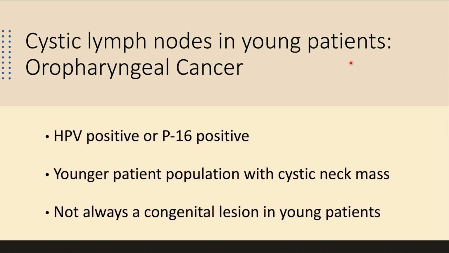And by the way, more often than not, you will not see the primary. I'm talking oropharyngeal, predominantly tonsillar cancer. You will not see anything in the tonsil. You will just see a cystic lesion, and you must tell your clinicians, I cannot exclude the fact that this may be oropharyngeal cancer, a cystic lymph node from oropharyngeal cancer. You will not see the primary in the tonsil. More often than not, you won't. So there needs to be some exploration there, okay?